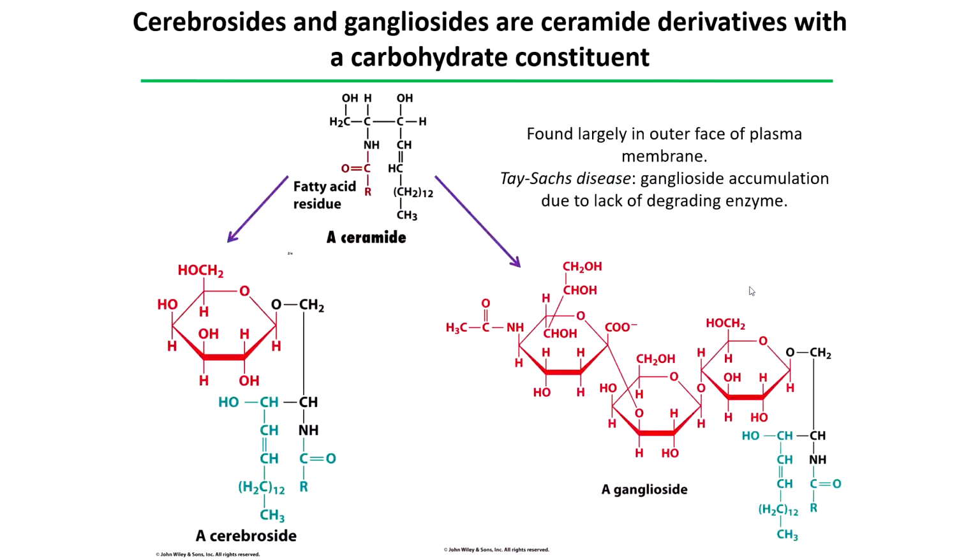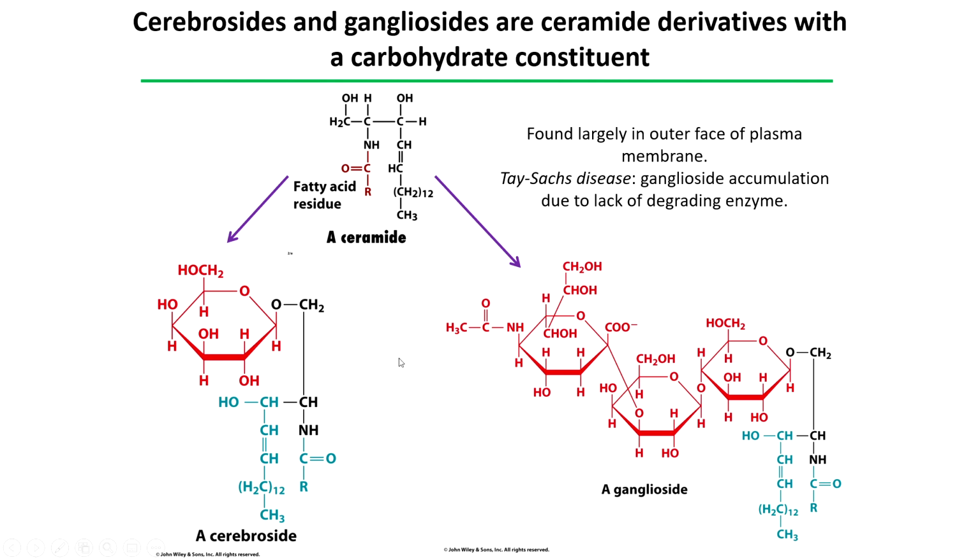Cerebrosides and gangliosides are also ceramide derivatives, right? They have the sphingosine backbone. They have a fatty acid chain attached by this amide linkage, so that makes it a ceramide. And then cerebrosides and gangliosides differ based on the components of their head groups. A cerebroside, which is present in oligodendrocytes, these produce myelin for the central nervous system, and they're found in the brain. These have a single monosaccharide unit as their head group.